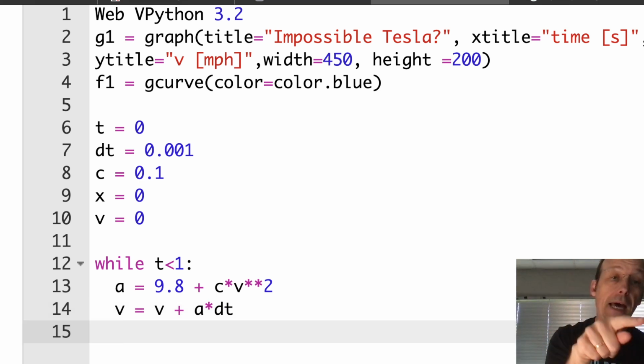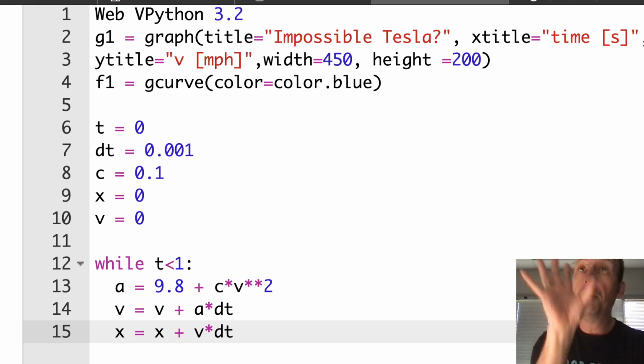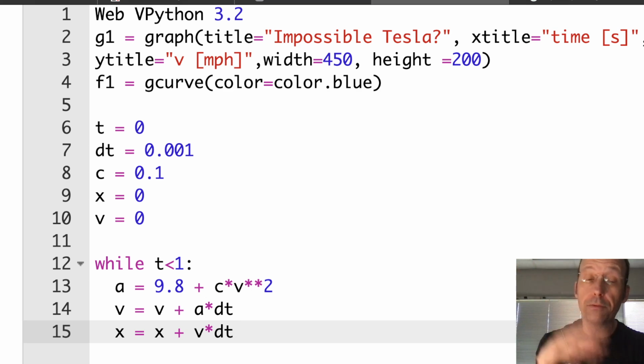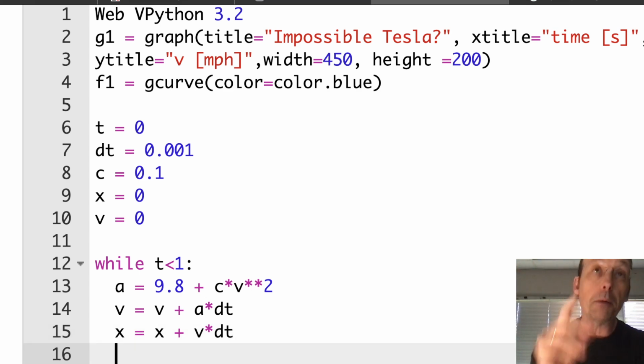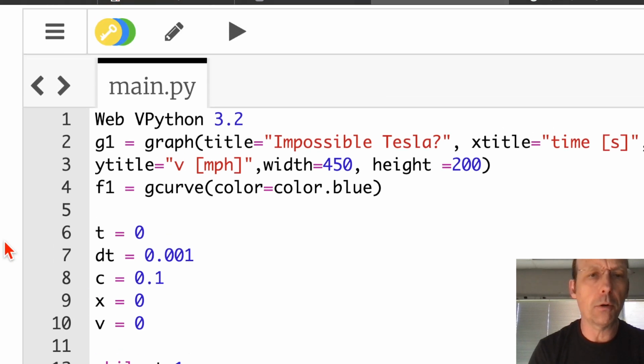Now I can use that to update the position. X equals x plus v times dt. It's an approximation, but if the time interval is small, it's good enough. And then I'm going to plot that point, f1 dot plot t v. I want to plot the velocity. And now I need to update time. T equals t plus dt. Let's run it. I will give you the code at the end. Don't worry about that.